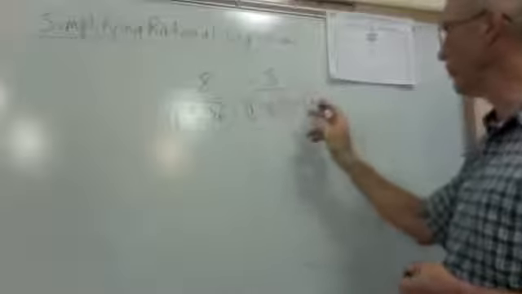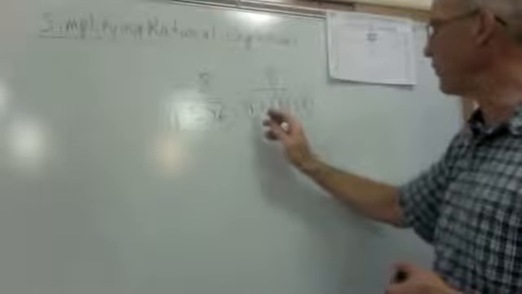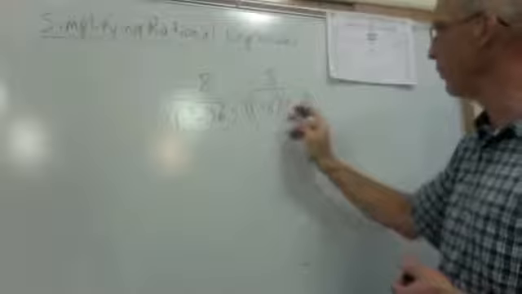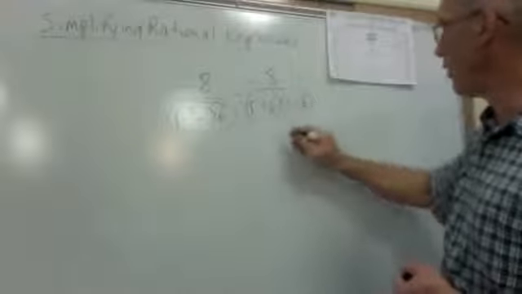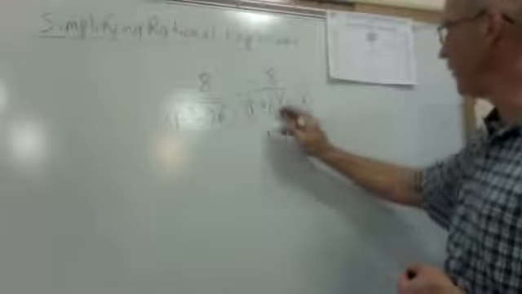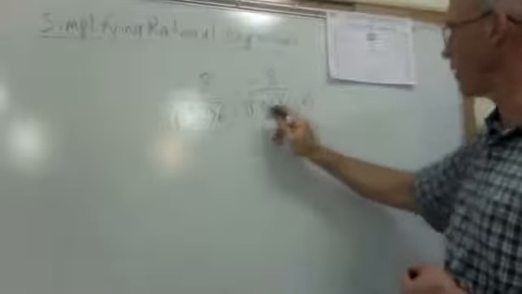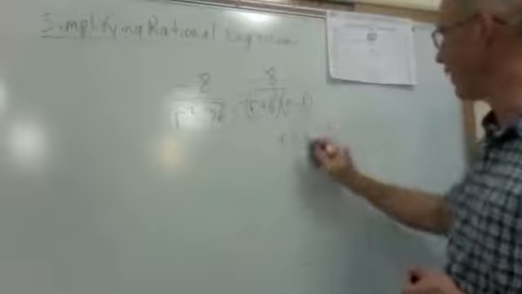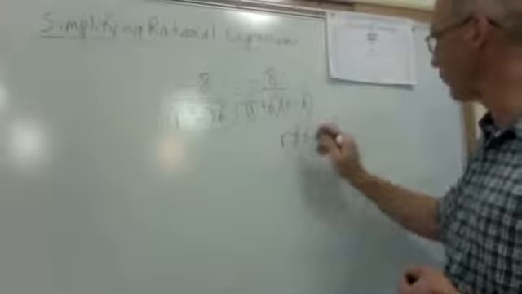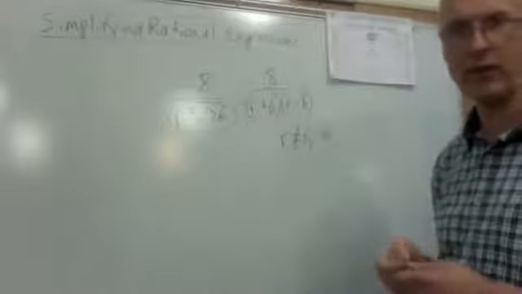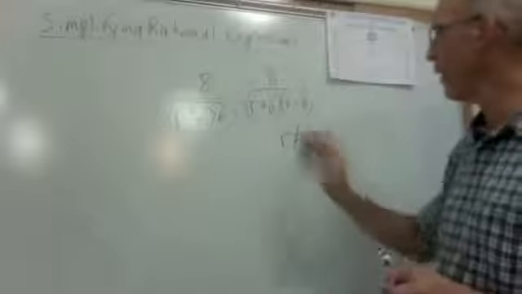then you can see the excluded values in this case. Remember, it's anything that makes the denominator equal to 0. So if r equals 6, that would make that factor equal 0. And if r was negative 6, that would make the other factor 0. So r cannot equal 6 and negative 6. Does that make sense? All right.